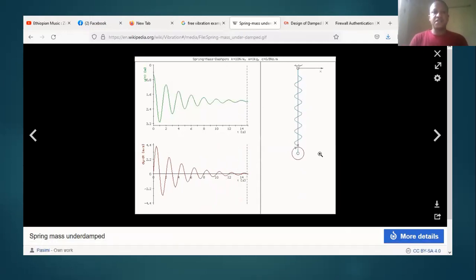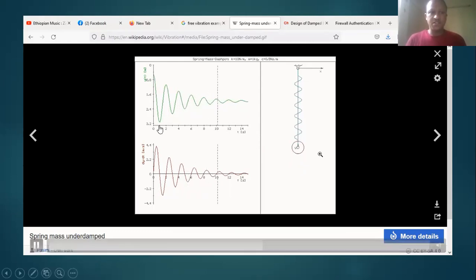The second one is the damped case. In the damped case, we have different types of damping conditions based on the damping constant or the damping ratio, zeta, which is the damping ratio. Critical damping conditions, undamped conditions, and overdamped conditions are analyzed in this case. So this is for the underdamped oscillation.